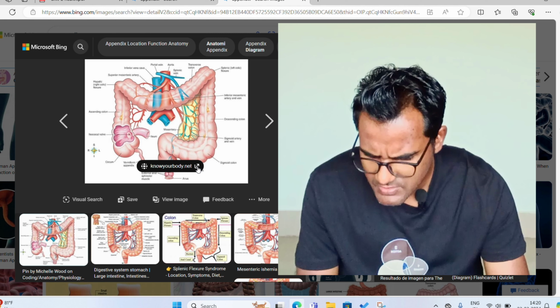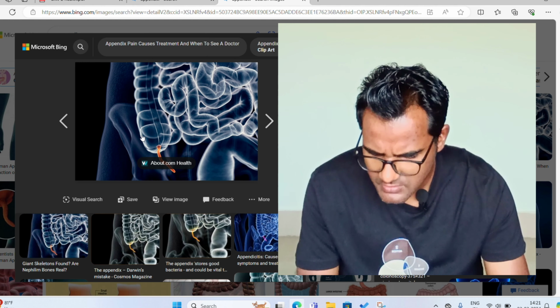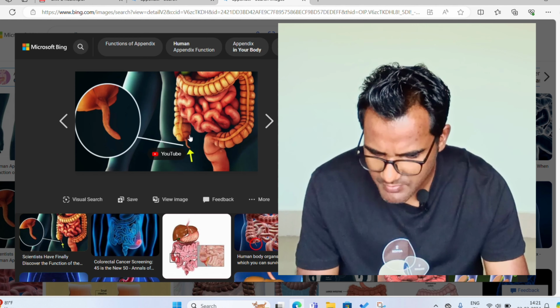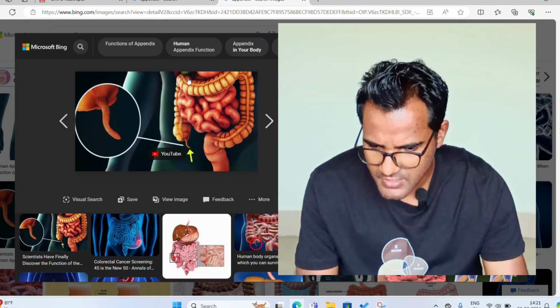So you can see, there. Yes, as you can see, this part is called the appendix, this part is called the appendix. All right.